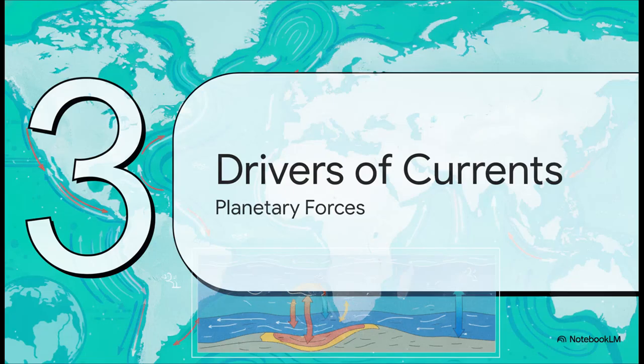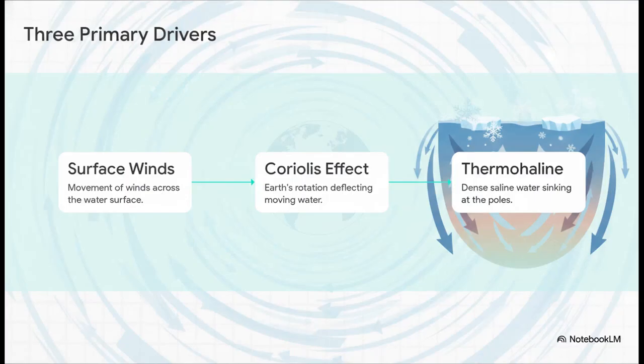All right, part 3, 3 drivers of currents. So, what exactly provides the engine for this huge planetary heat transfer? I mean, moving billions of gallons of water across the globe requires incredible force. It really comes down to 3 primary drivers: surface winds, the Coriolis Effect, and Thermohaline circulation. Let's unpack those last 2, because they are fascinating.